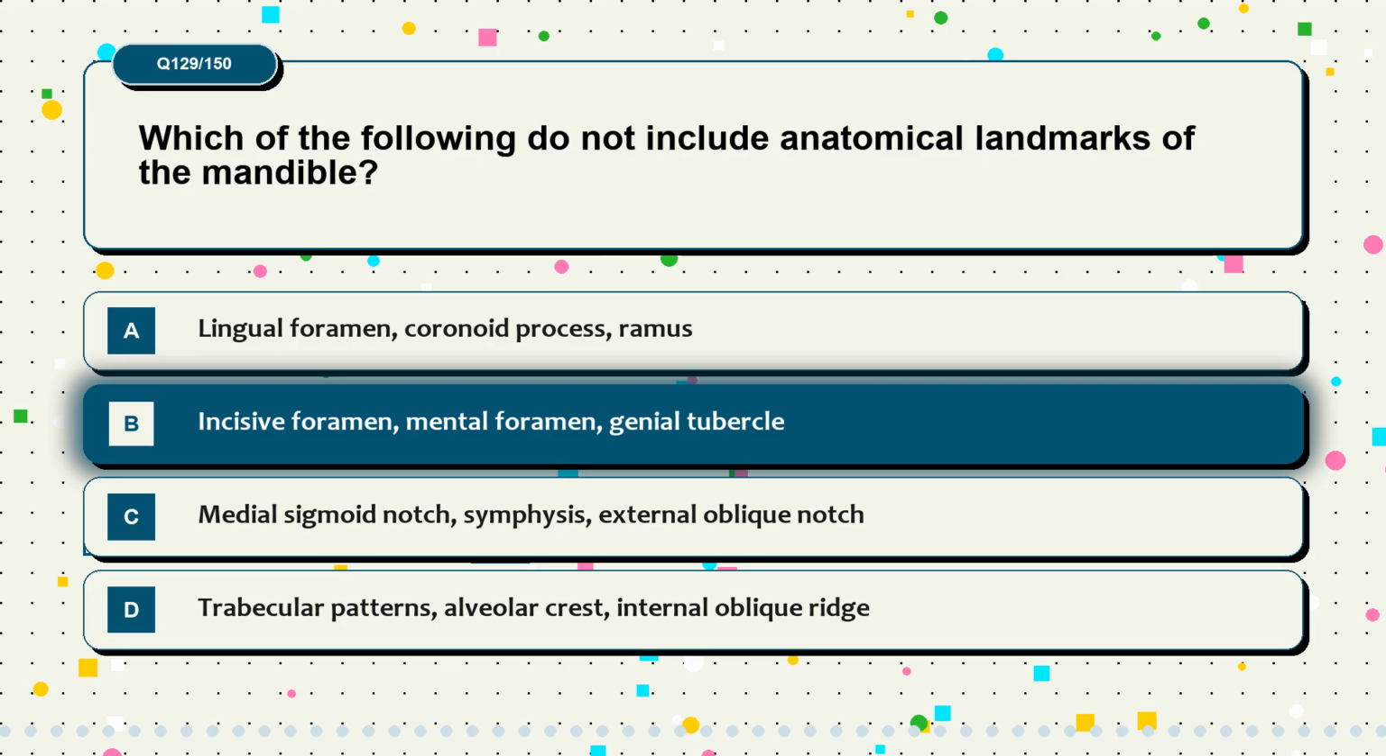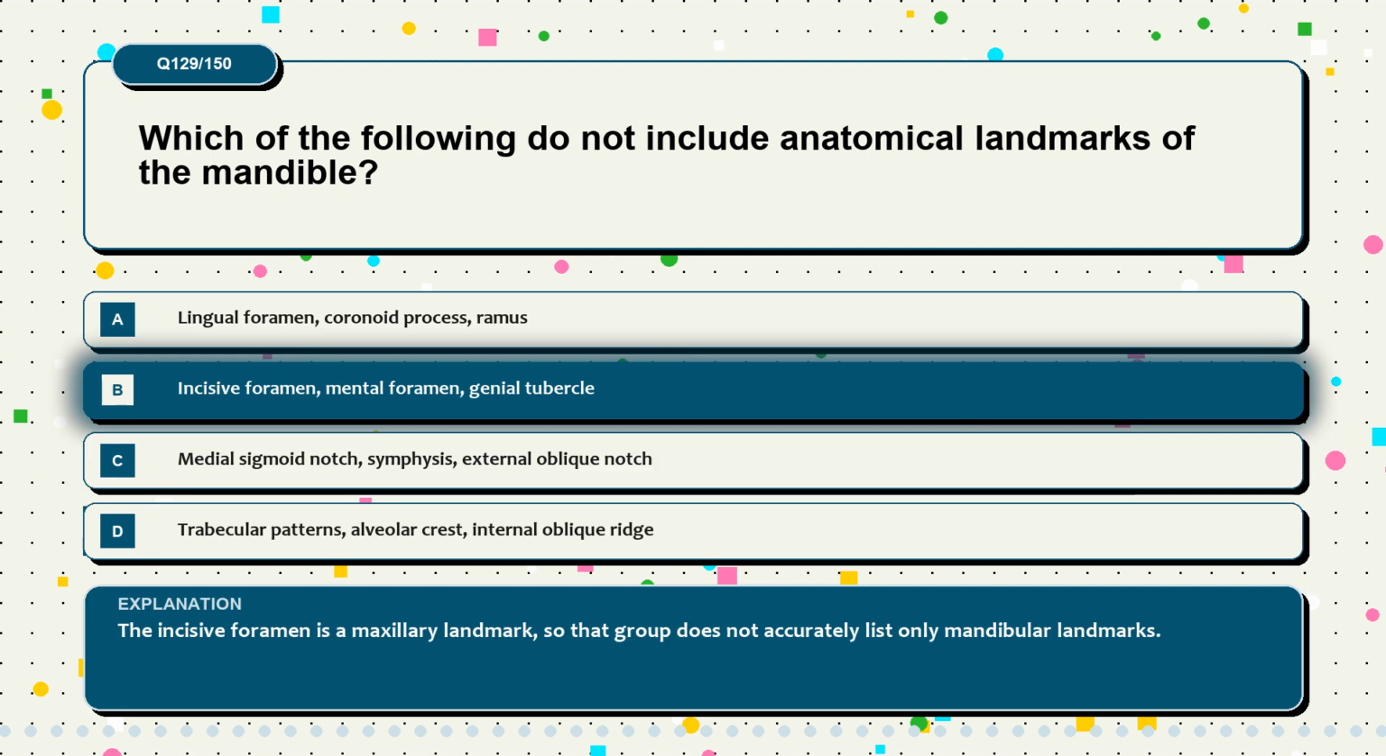The correct answer is option B. Incisive foramen, mental foramen, genial tubercle. The incisive foramen is a maxillary landmark, so that group does not accurately list only mandibular landmarks.